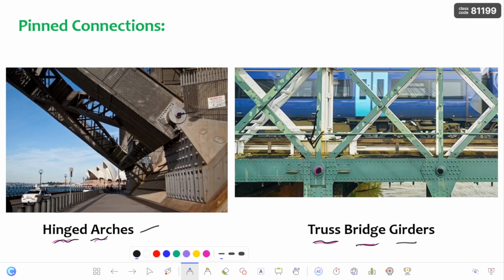When you apply load in between the members, there is a transfer of bending moment, and bending moment occurs in the structural members. That's why the load is applied in the trusses only at the joints. And these members are designed for axial forces only. There is no bending moment at all in the truss bridge girders or trusses. Okay, this is regarding the pinned connection applications.